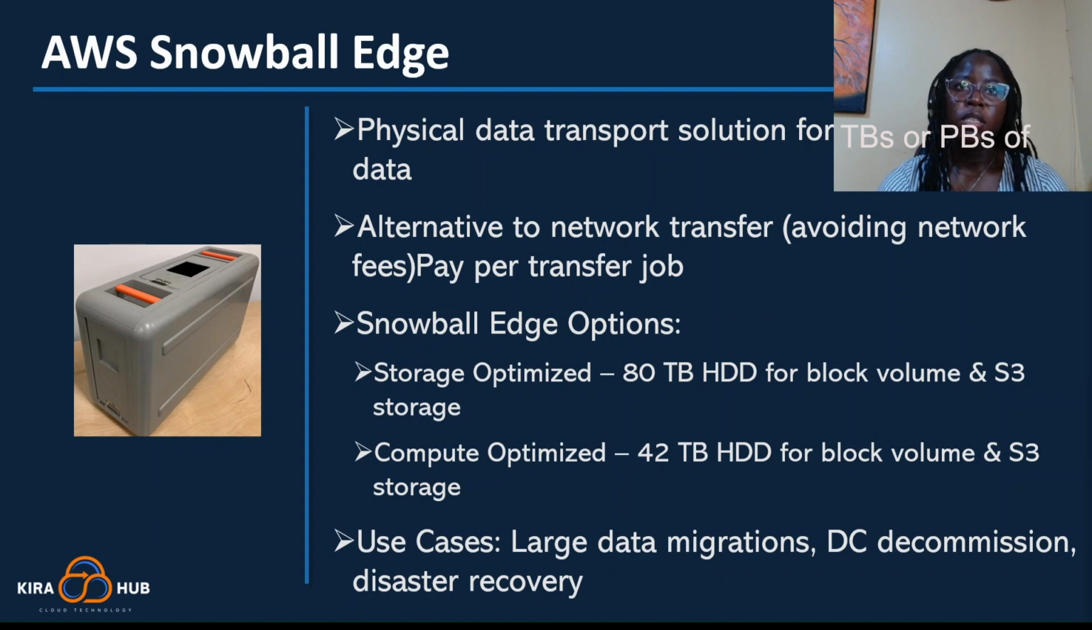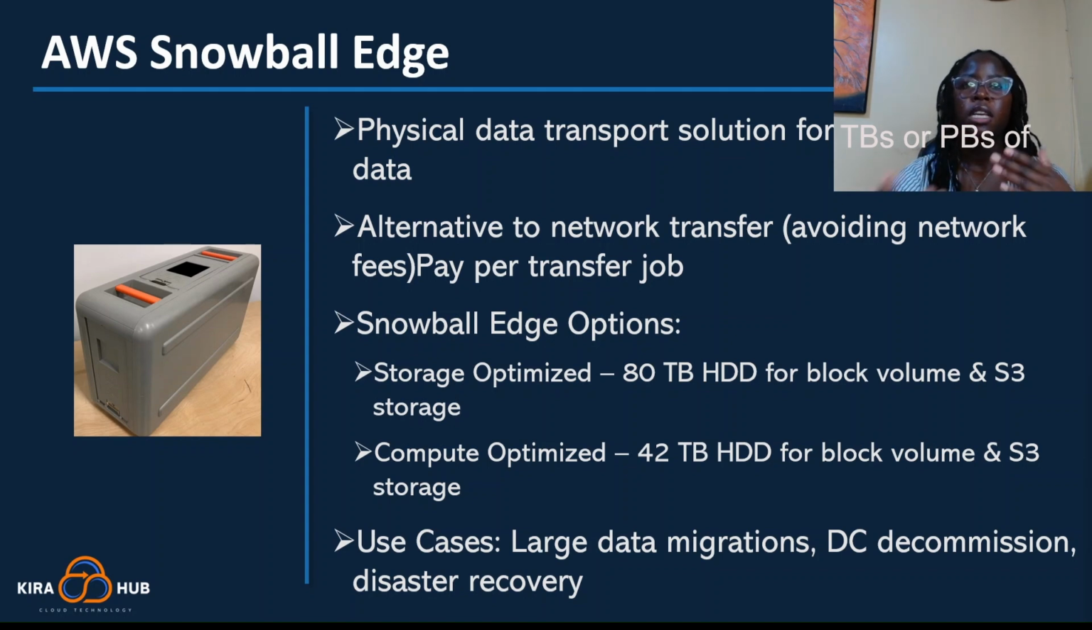How do we do this? So we have the AWS Snowball Edge, which is a physical data transfer solution designed to help us move terabytes or petabytes of data in and out of AWS, bypassing the costs of transferring large volumes over the network. So you pay per data transfer job, and the Snowball Edge provides block storage and S3 compatible object storage.